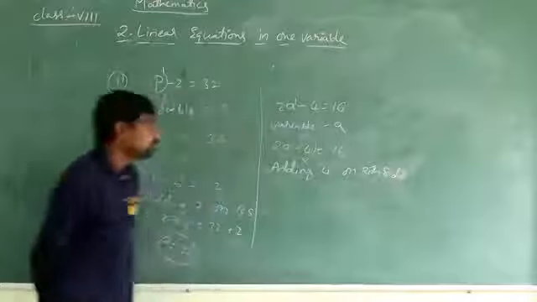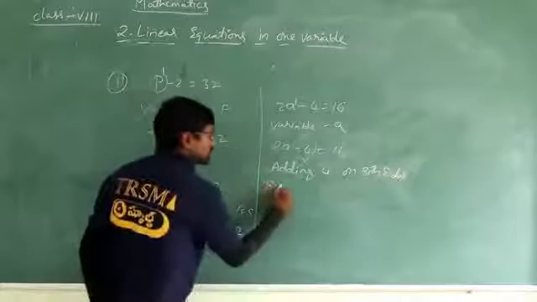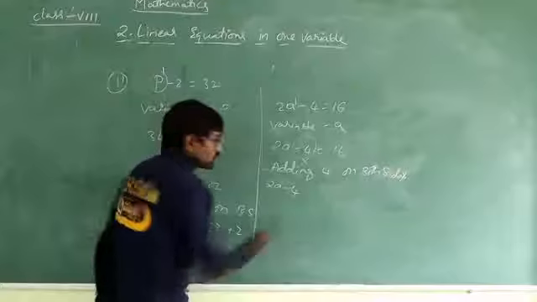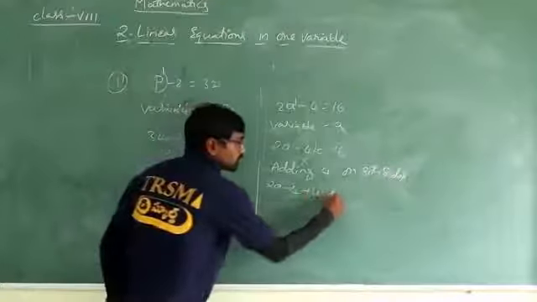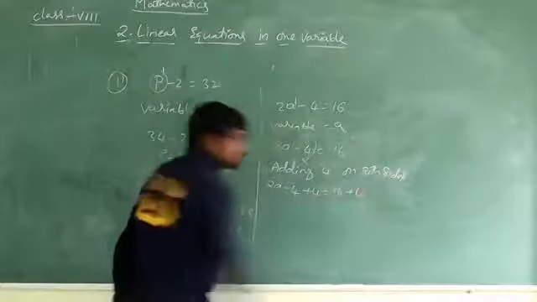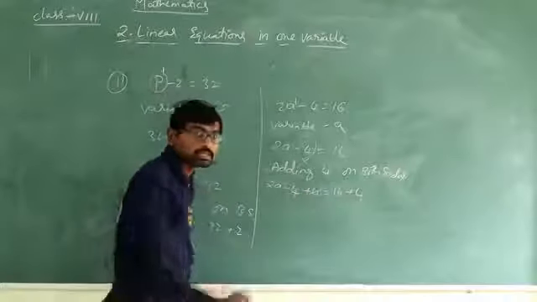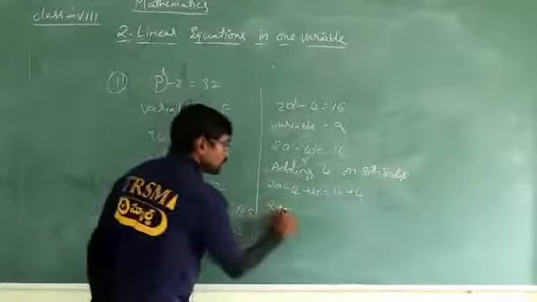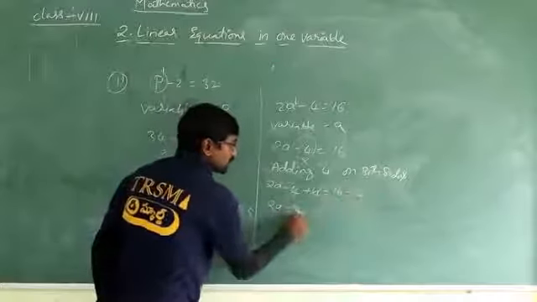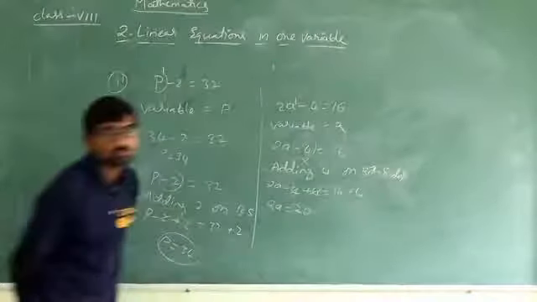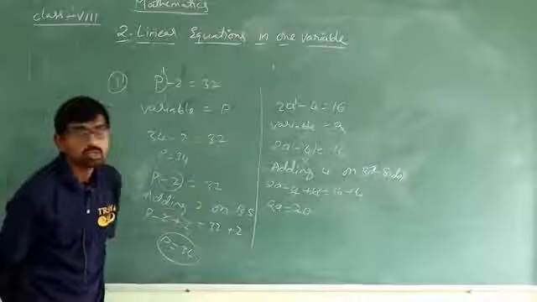Adding 4 on both sides, the equation will become minus 4. So here, plus 4 equals 16 plus 4, isn't it? Plus 4 and minus 4 will become 0. So what is remaining? 2a is equal to 16 plus 4, which is 20. Isn't it? 16 plus 4 is 20.